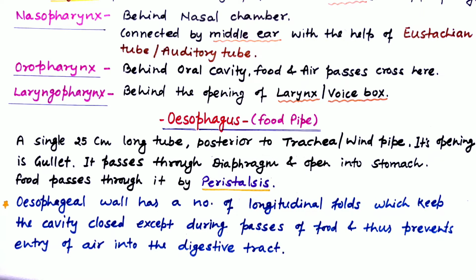And when there is swallowing or deglutition of food, at that time, because of uvula or velum, because of epiglottis, there is closure of windpipe. Only food pipe or esophagus is open. So this makes entry of food and water as well as air in their respective sites.